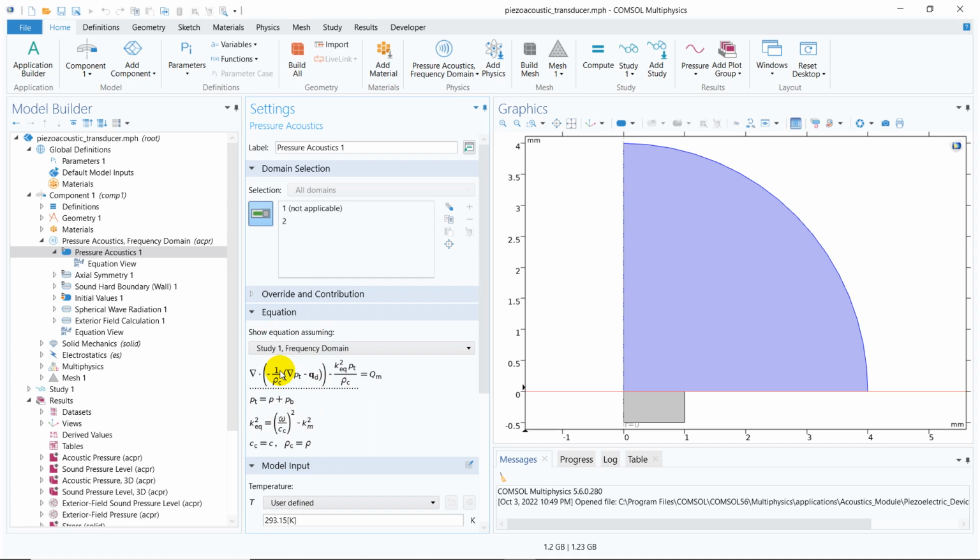This video will be helpful to you if you have just started working with piezoelectric devices or any acoustic devices and you would like to model it with COMSOL Multiphysics.